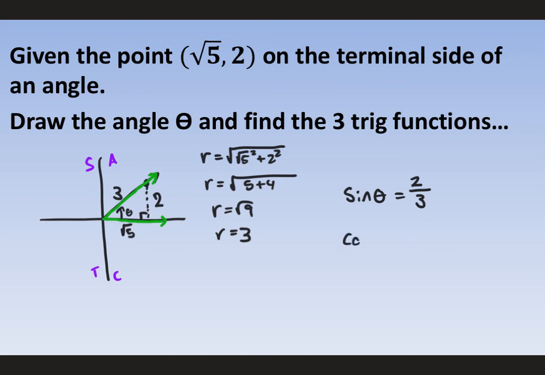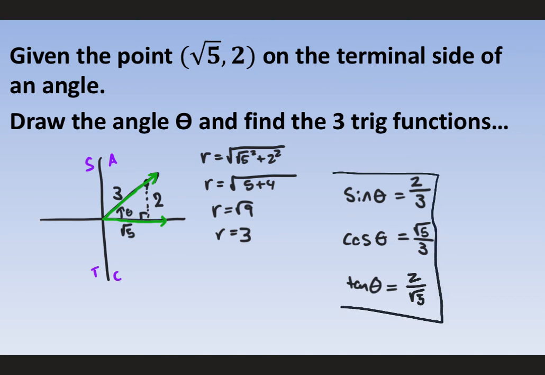The cosine of this angle is my adjacent, my x value, over my hypotenuse, my r value. And then the tangent of this angle is my opposite over my adjacent, or my y value over my x value. So that's 2 over root 5. Now, normally when we have a radical on bottom, we have to rationalize the denominator. But for these problems, we're not going to worry about it for now. At a higher level, they may ask you to do that. But for now, we're just going to leave it unrationalized. So we get 2 over root 5 for our tangent.